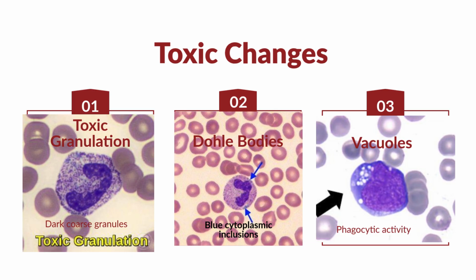Toxic changes may appear in sepsis, pneumonia, severe inflammation, burns, and trauma. Toxic changes mean the marrow is responding fast and pushing neutrophils into battle. Well, that's the only time you would see that.